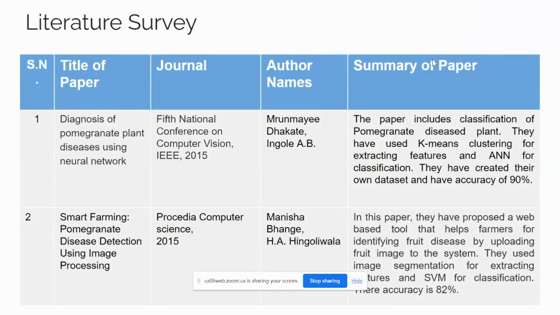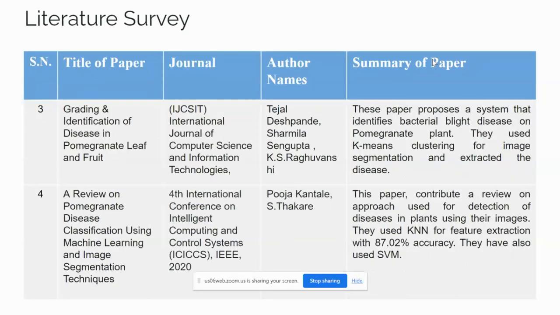So our problem definition is classifying the disease fruit images into its type. So if you have an image which is of another fruit or any other image, then it can detect that it is not a pomegranate.